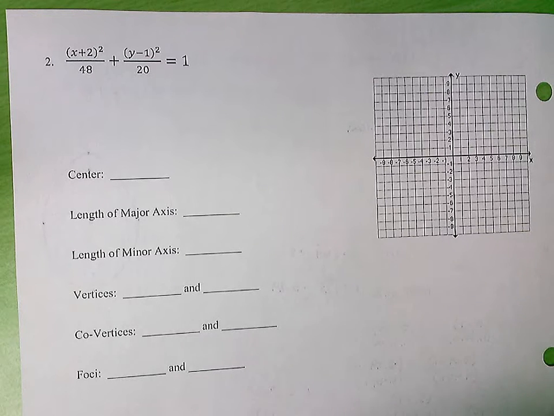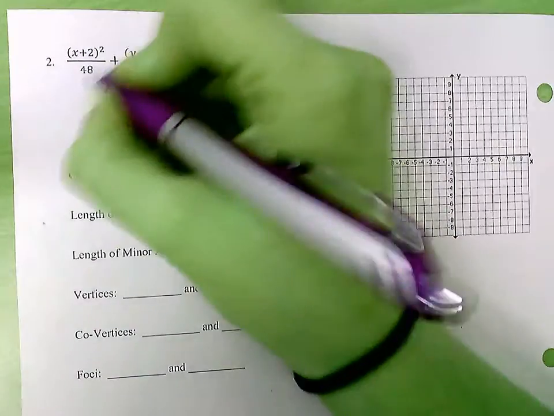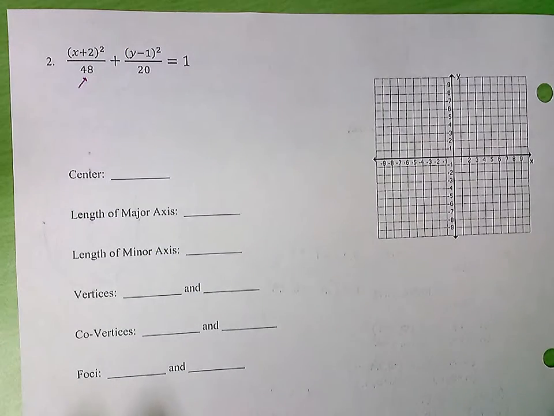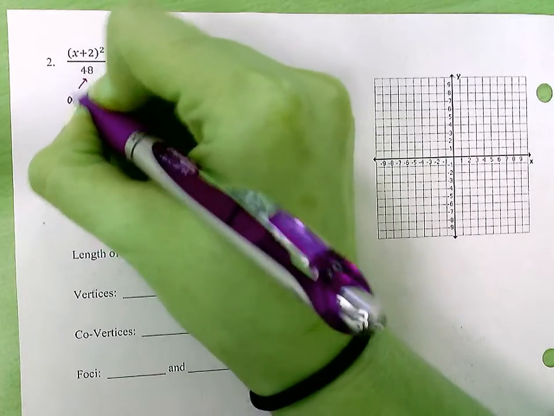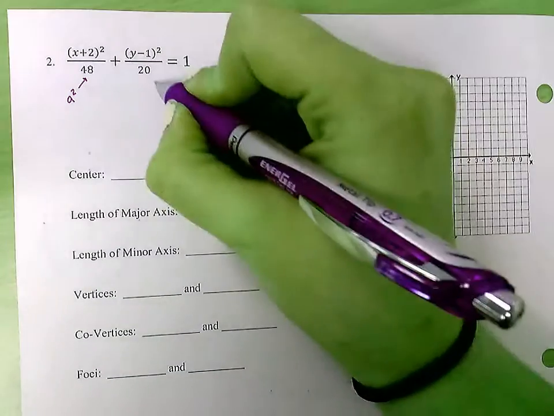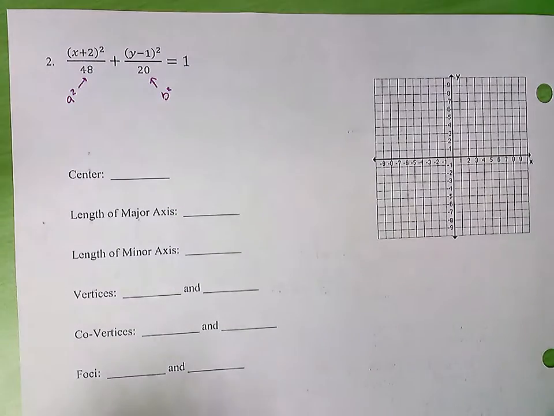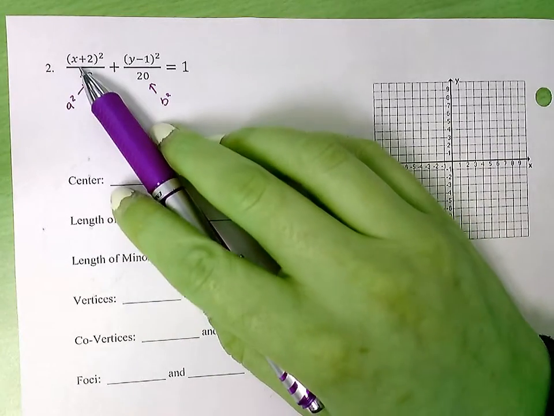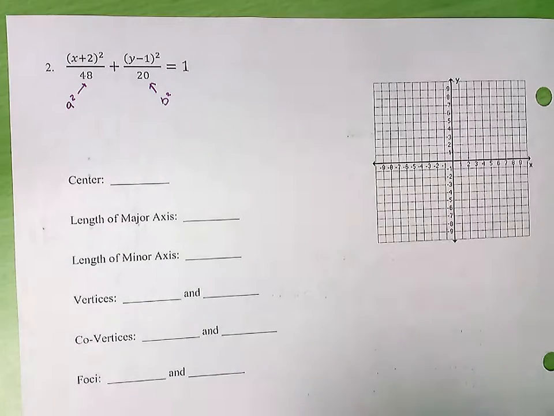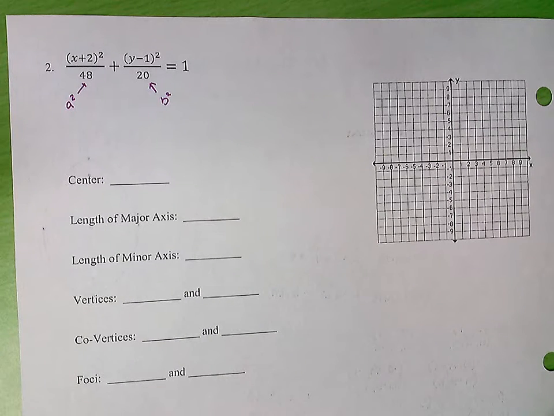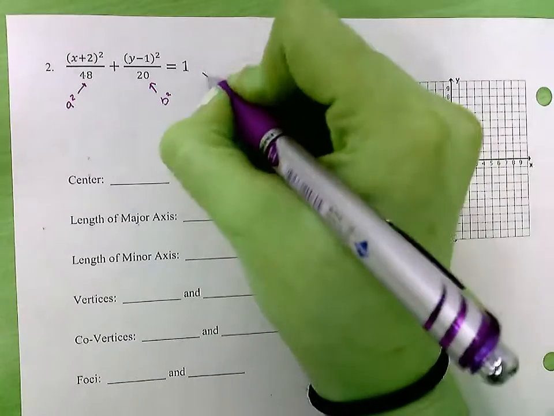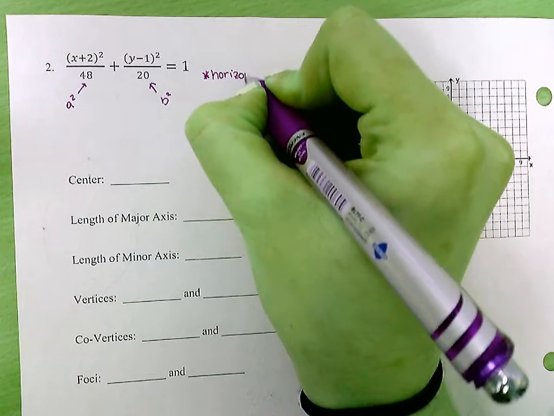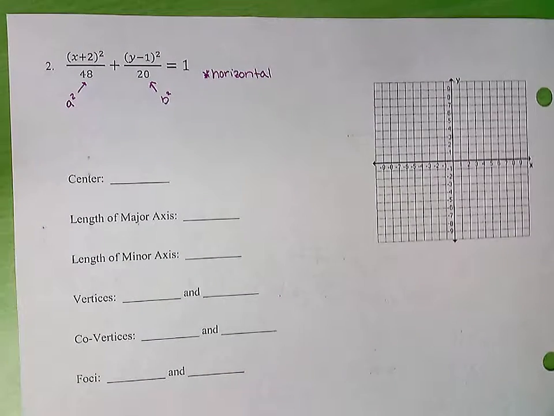First step is to see which one of your denominators is greater. 48 is greater than 20, so that's going to be your a squared value. That means this 20 here is your b squared value. Since your a squared value is below x, this is a horizontal ellipse. You do want to identify that before you start plugging things in for your vertices. Is it vertical or is it horizontal?